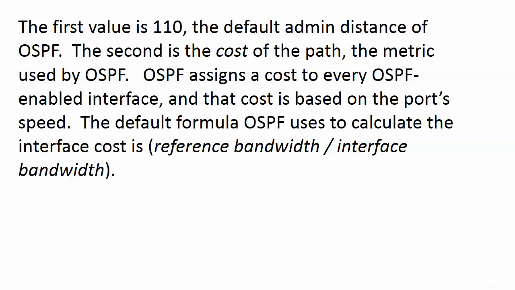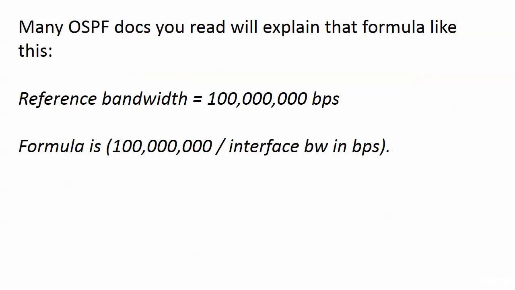Now, OSPF assigns a cost to every OSPF-enabled interface, and that cost is based on the port speed. That sounds familiar. Sounds like a little something we saw with STP. The default formula that OSPF uses to calculate the interface cost is reference bandwidth divided by interface bandwidth. We can't really change the factors in the formula, but we can change the values in the formula. Many OSPF documents you'll read will explain that formula like this, where the reference bandwidth is 100 million bits per second, and the formula is 100 million divided by the interface bandwidth in BPS, bits per second.